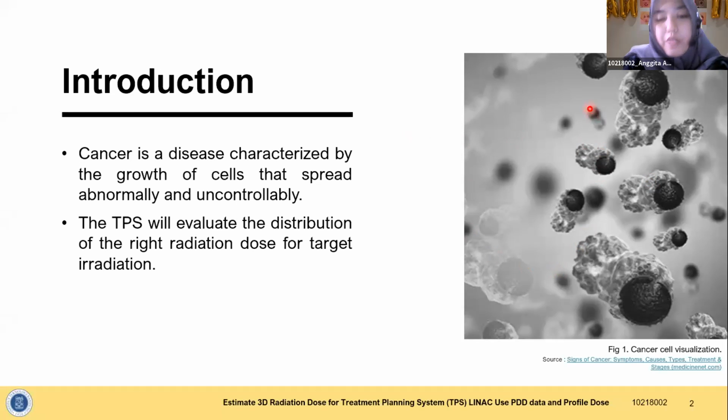Cancer is one word which is frightening for us. Yes, cancer is a disease characterized by the growth of cells that spread abnormally and uncontrollably. This often causes death for the sufferer. And to treat this cancer, radiotherapy is the answer. Radiotherapy is the most effective cytotoxic therapy available for the treatment of localized solid cancer and must be carried out properly and directed through the TPS, or treatment planning system, where the TPS will evaluate the distribution of the right radiation dose for target irradiation.